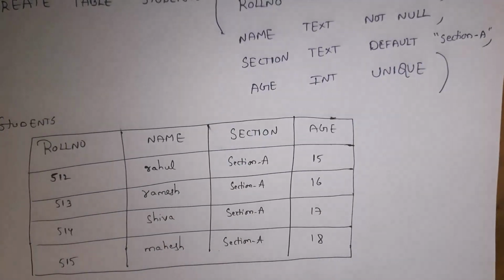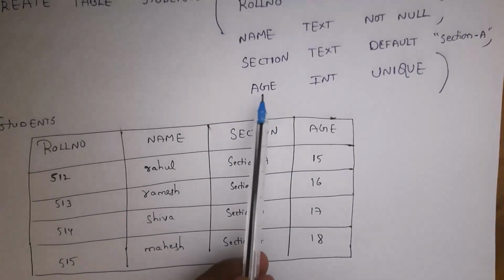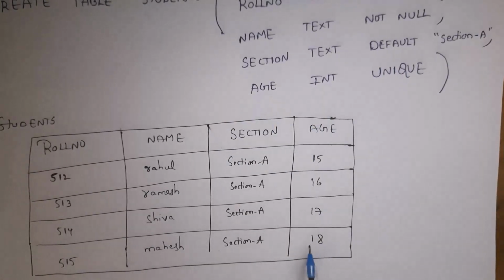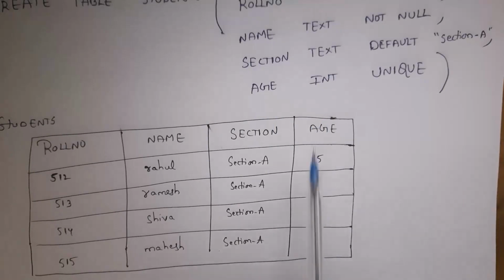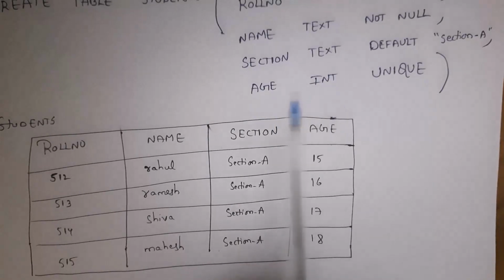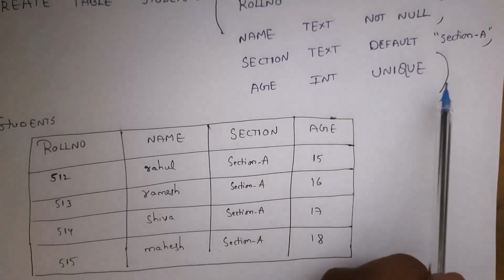And next I want to create another column. That column name is age. Inside the age column, I want to give ages like 12, 13, and so on. So I am taking data type as int. Age int. Here I am giving UNIQUE.